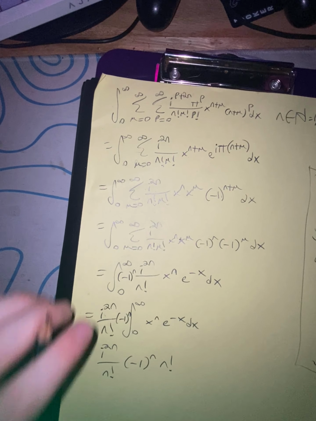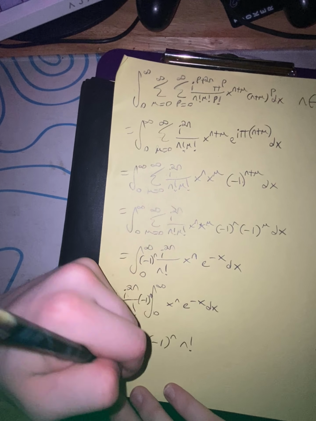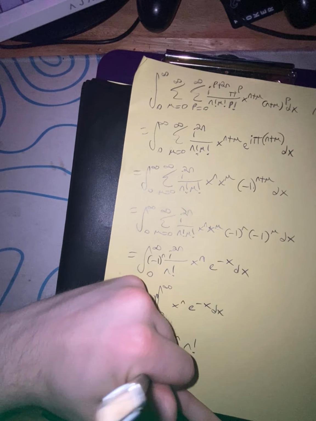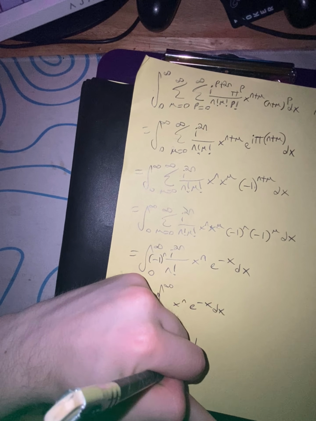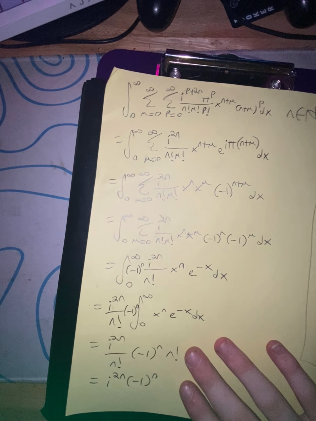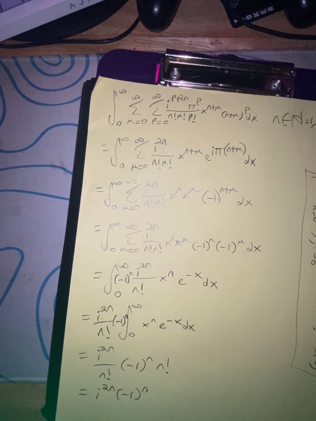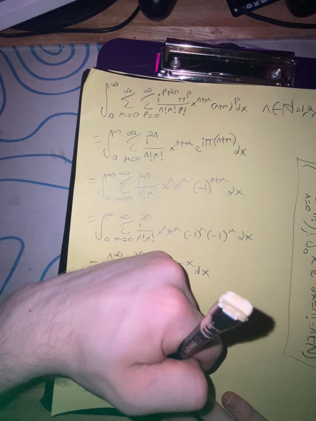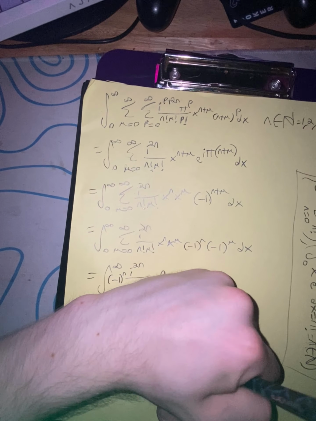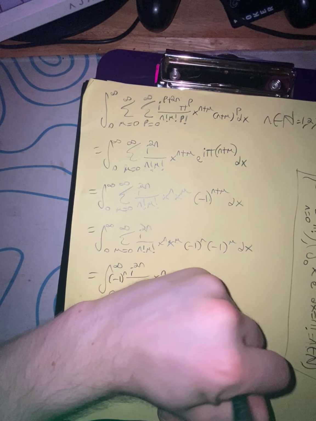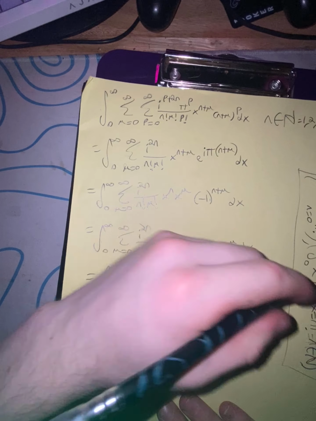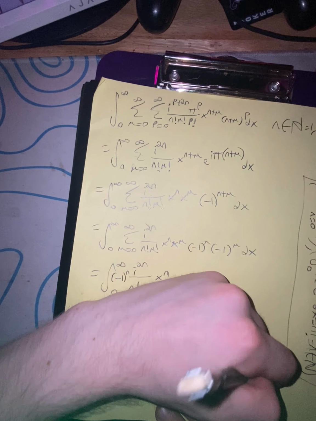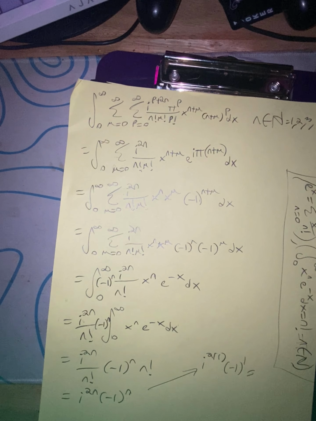we can say technically we solved it, but let's simplify it and actually get a numerical answer. So this is i to the 2n times -1 to the n. And so the cool thing here is that, look at this. So i squared times -1 to the 1 equals 1.